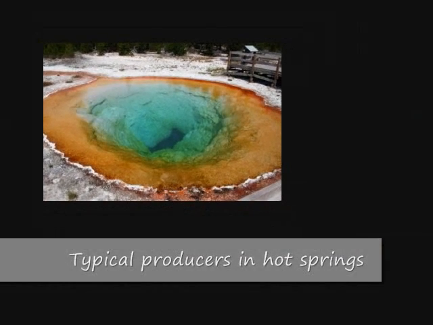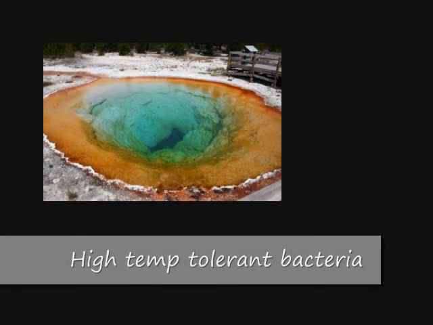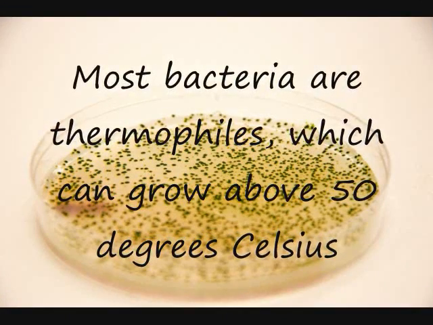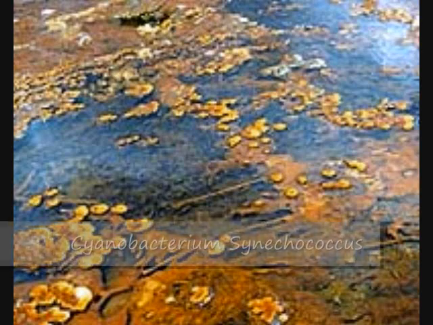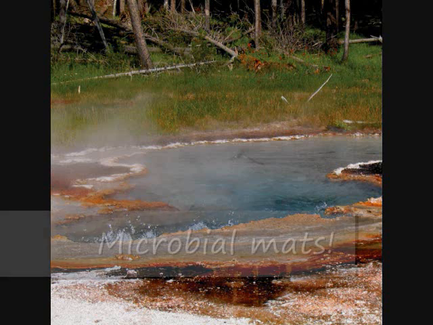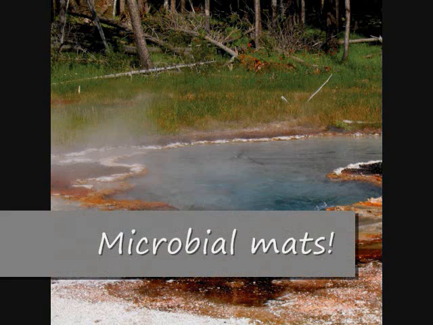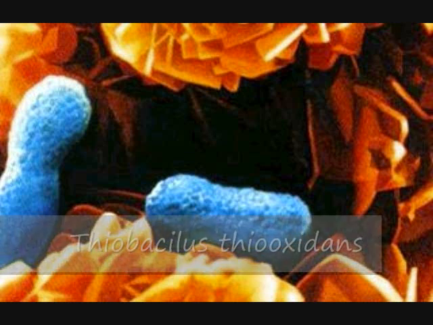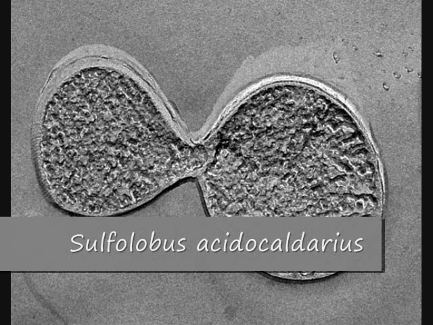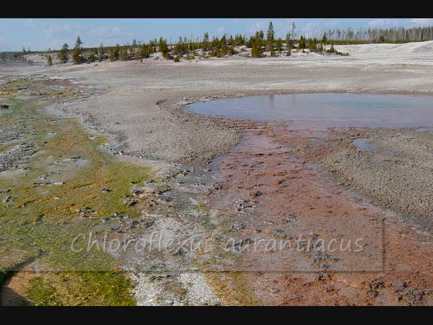Because hot springs have extreme temperatures, only high temperature tolerant bacteria and microbes live there. Most bacteria are thermophiles, which can grow above 50 degrees Celsius. This producer can turn solar energy and carbon dioxide into sugars and oxygen via photosynthesis and produces most of the oxygen that survives in Earth's atmosphere. It is found in microbial mats, which are highly organized communities where photosynthetic cyanobacteria serve as the main power plants. These are some more examples of typical producers in hot springs.